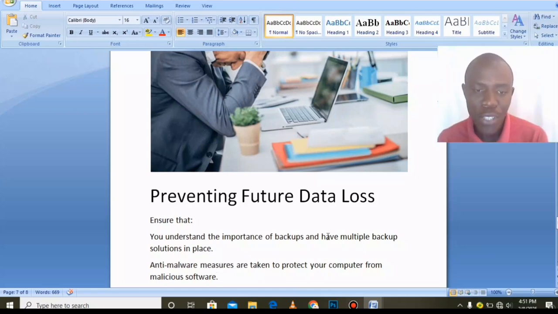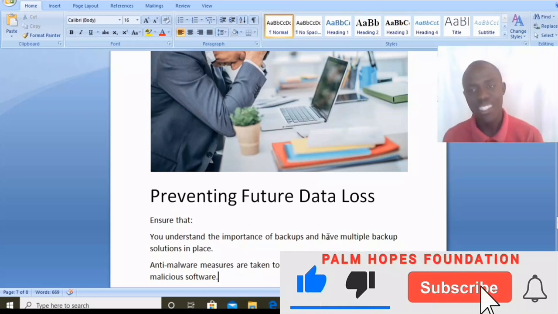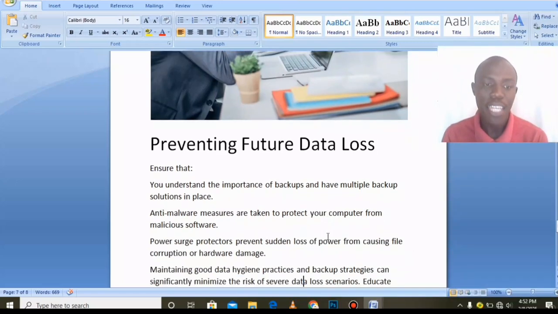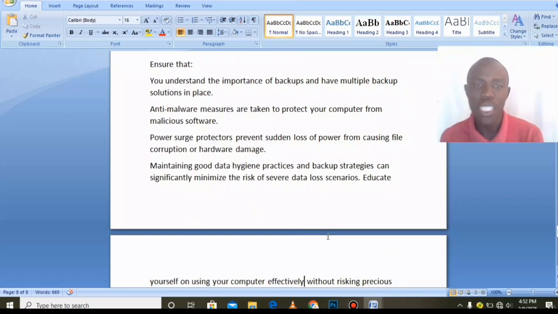And malware measures are taken to protect your computer from malicious software, that is installation of antivirus programs on your computer. Then power surge protectors prevent sudden loss of power from causing file corruption and hardware damages. Maintaining good data hygiene practices and backup strategies can significantly minimize the risk of severe data loss scenarios.